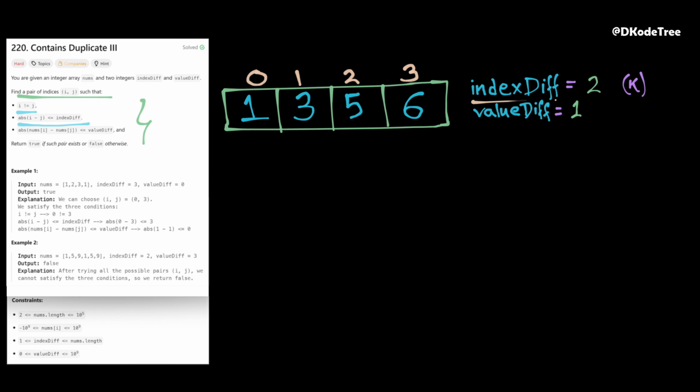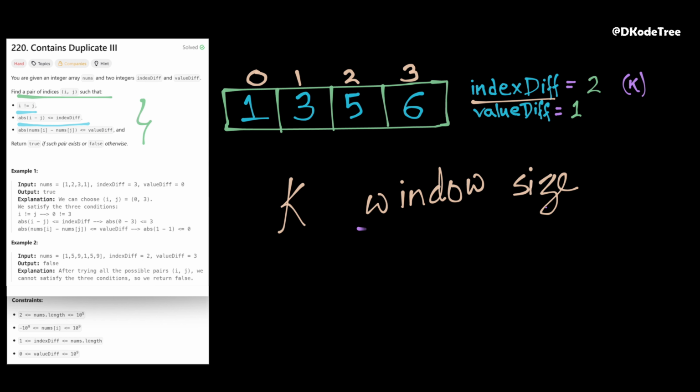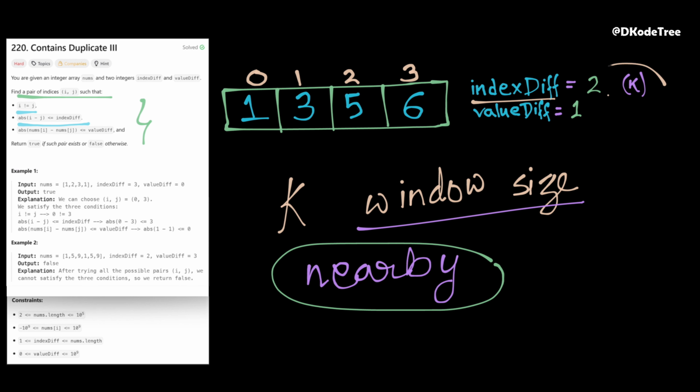So what is index diff here? Index diff is basically the k or window size as we discussed in the previous problem. That is, it defines what we consider as nearby in this problem. For clarity, let's refer to it as k. This means the pair of indices that we will find should be at most at k distance from each other.